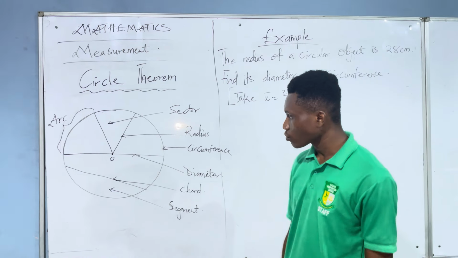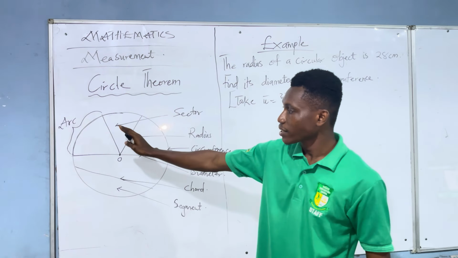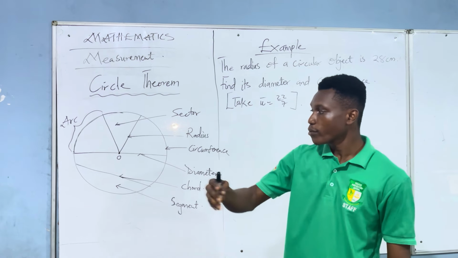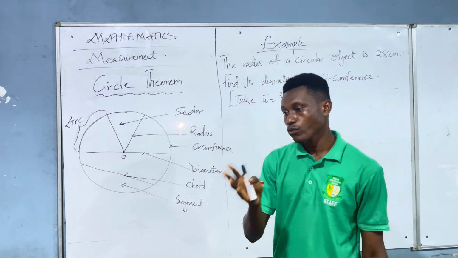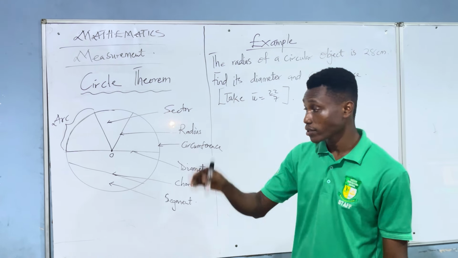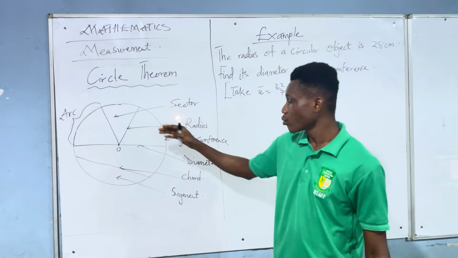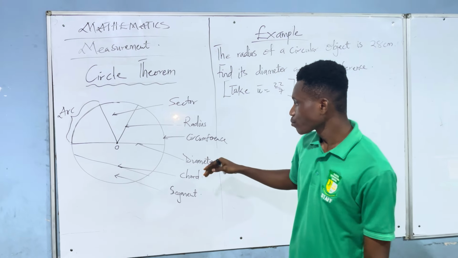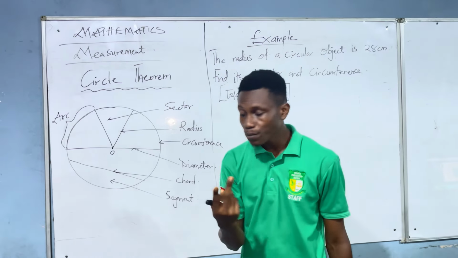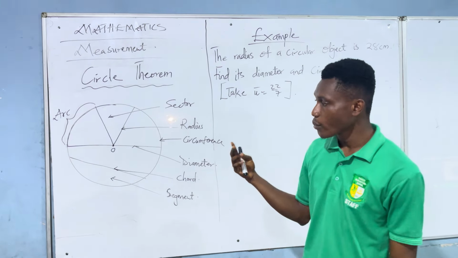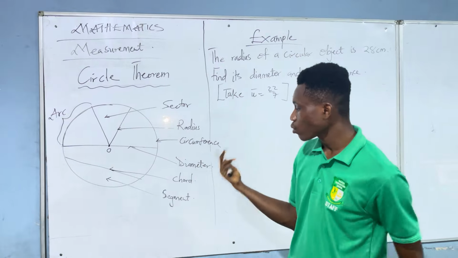Now let's talk about the circumference. So the circumference is more or less the perimeter of the circle. We use perimeter for other figures like quadrilaterals, triangles, and the rest, but when it comes to a circle, we use circumference. And we also have the diameter. Diameter is 2 radii. So when we add 2 radii, we get what?